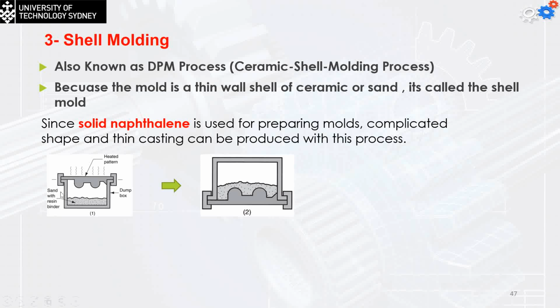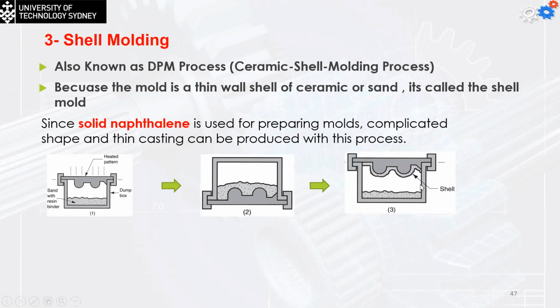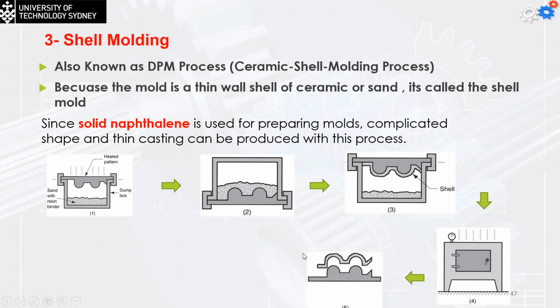So what happens first: we have the heated pattern, and in the box we have sand with a resin binder, which is ceramic, of course. If I flip the box, you can see that the sand with the resin binder builds up on the pattern shape. If I flip it back, I have a shell created on the surface of the pattern. Now I can heat up the shell to give it more strength.